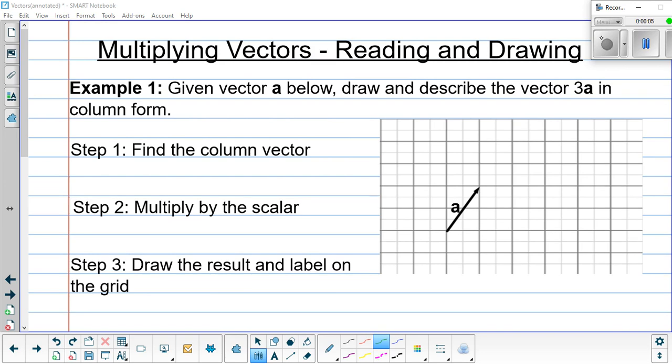So the reading and drawing aspect of it, right? Because there's always: can we do the calculations? Now can we apply it, see it? Can we take what the drawing is and interpret it, right? There's always kind of this cyclical process of what we're doing with vectors.